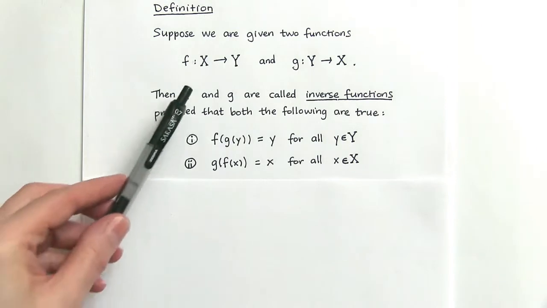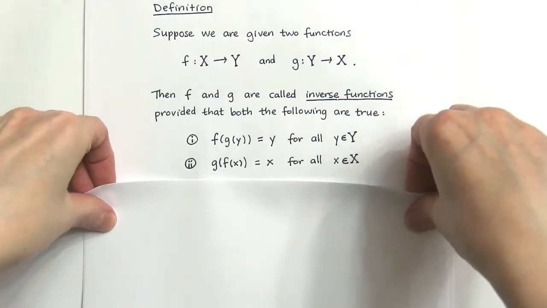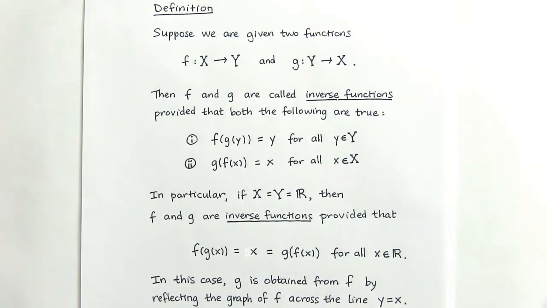In particular, if x and y are both the same and both equal to the set of real numbers, then this definition of inverse functions simplifies as follows. We just need that f at g at x is x, and g at f at x is also x, for every real number x. And the geometrical interpretation is that the inverse function g is obtained from the function f by reflecting the graph of f across the line y equals x.